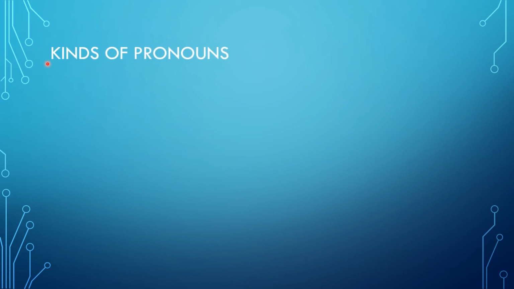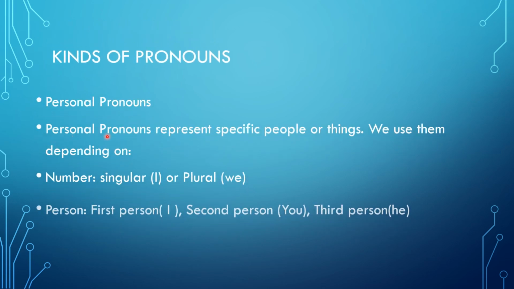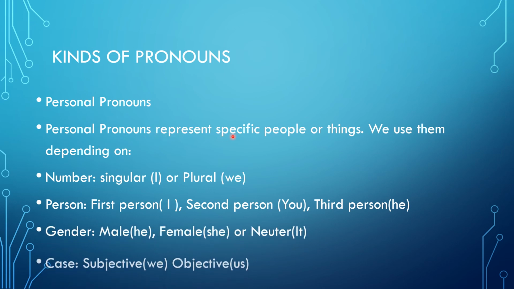Kinds of pronouns. Personal pronouns. Personal pronouns represent specific people or things. We use them depending on the number, singular or plural. So singular is I, plural is we. So I and we are pronouns. Singular, plural.